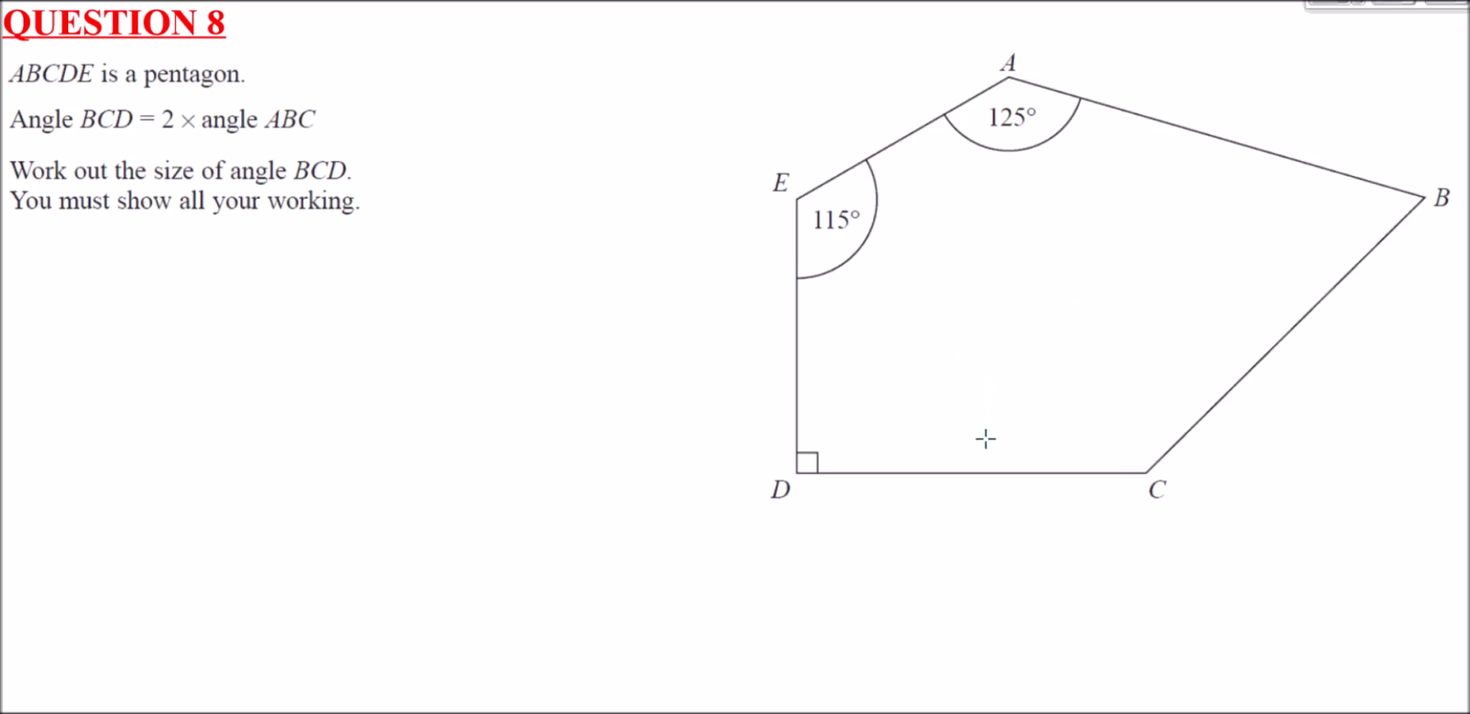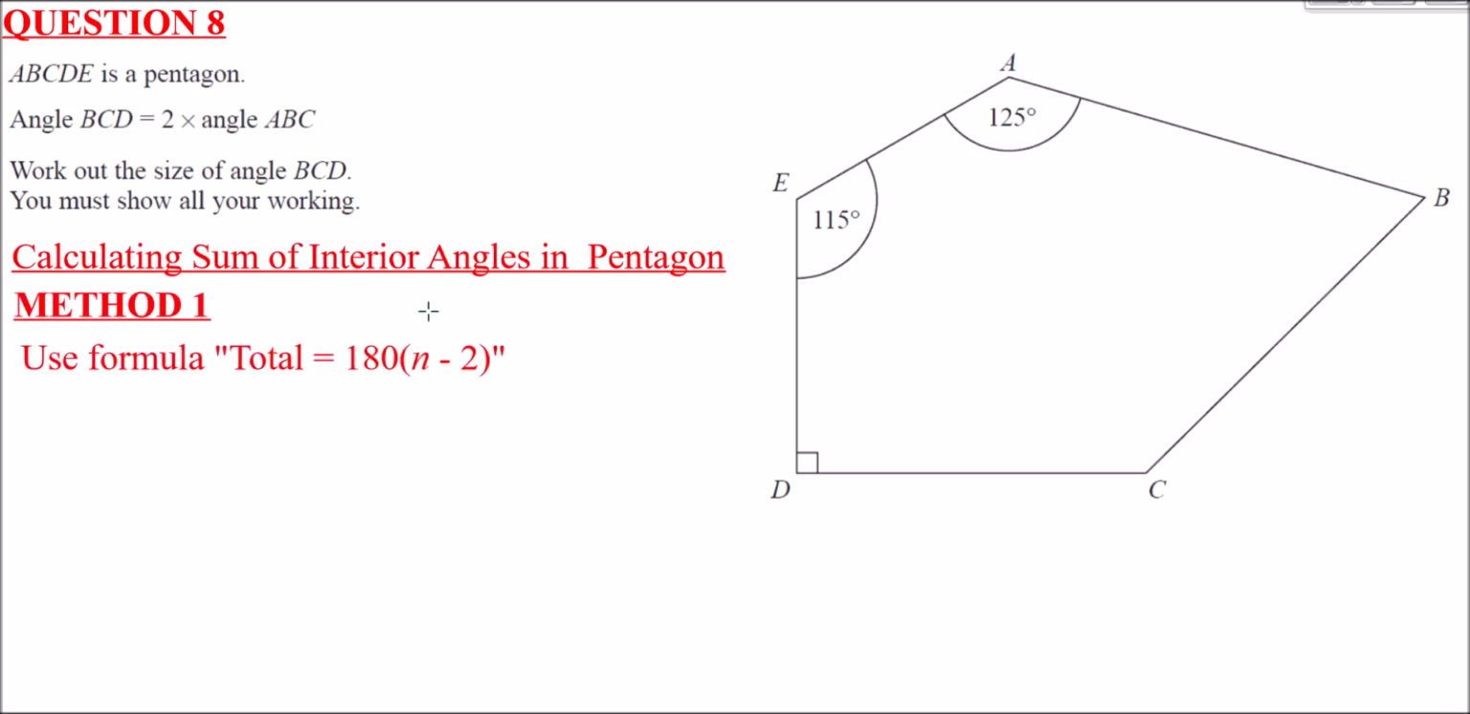There's two main ways of doing it. So the sum of the interior angles of a pentagon. There is a formula for calculating the sum of the internal angles for any polygon. Your first method, use the formula. The total of the interior angles is 180 times the number of sides minus 2. So for a pentagon, number of sides is 5, n minus 2 is 5 minus 2, which is 3. 180 times 3 gives 540. That's one way we could do it.